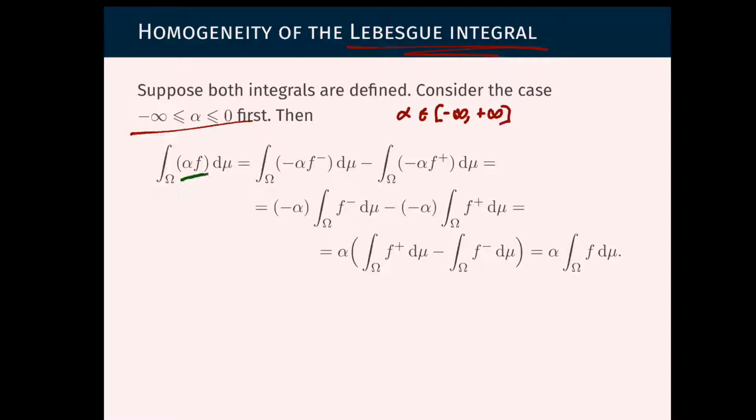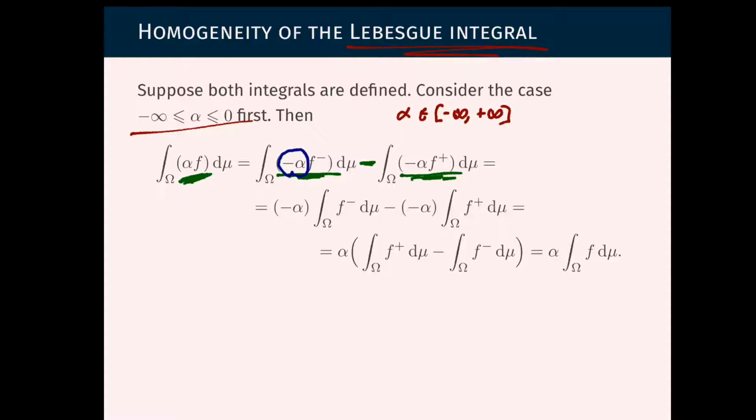So we're multiplying f by this number, which is negative or non-positive. So how can we do that? Well, the positive part of this function is minus alpha times f minus. And the negative part of this function is minus alpha times f plus. So we're just applying the definition of integral, assuming this one is defined, then we can split it like this, positive part, negative part with a minus sign in between. And this number here is a non-negative number.